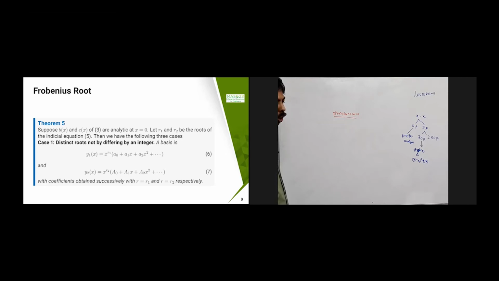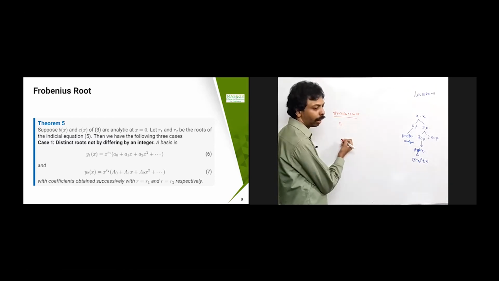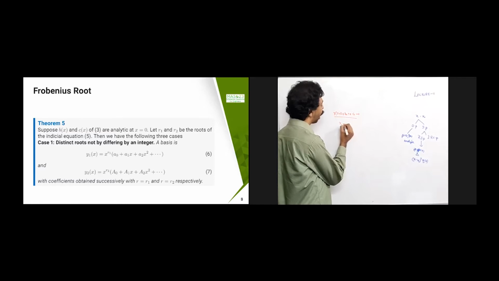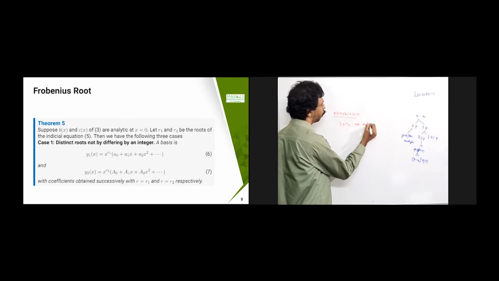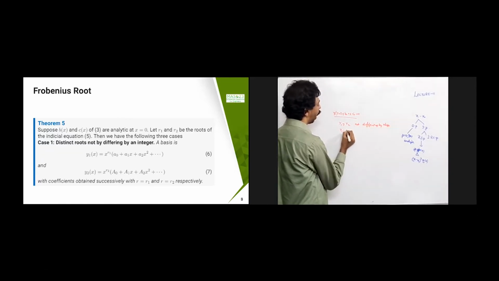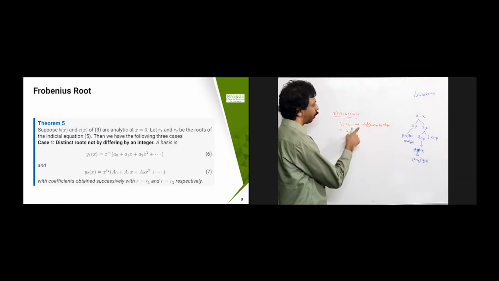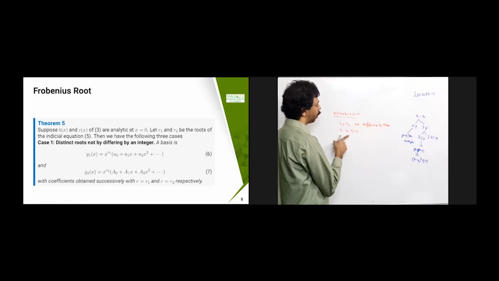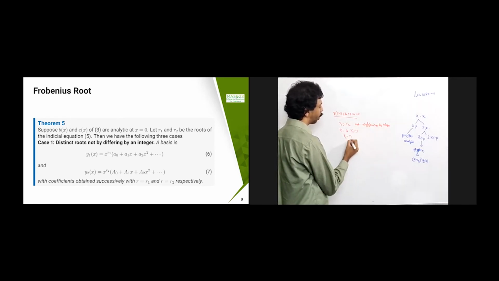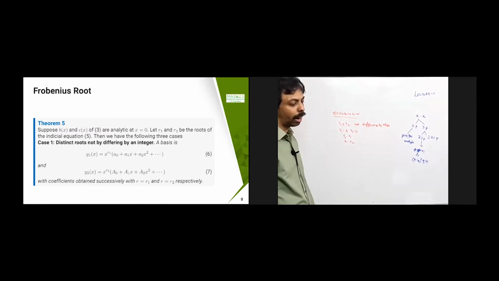Okay. So if R1 and R2 are two roots of this equation, and they are not differing by an integer. What is the meaning of it? Not differing by an integer means, suppose I have R1 equal to 2 and R2 equal to 3. This is differing by an integer. We are expecting them not to differ by an integer; it means if I subtract R2 minus R1 or R1 minus R2, I should not get an integer.